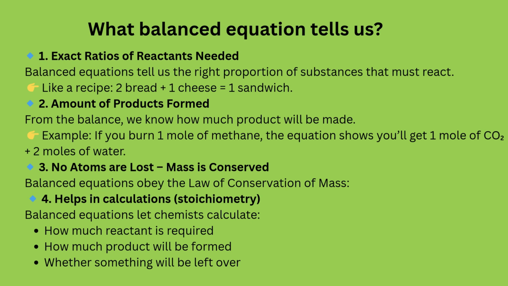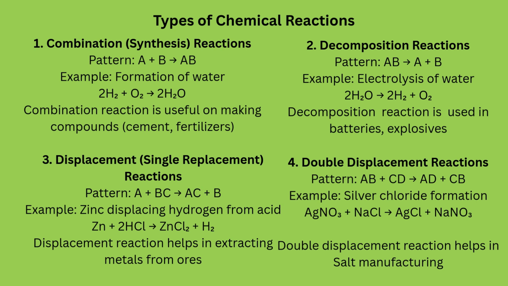For example, if you burn 1 mole of methane, the equation shows you'll get 1 mole of carbon dioxide plus 2 moles of water. 3. No atoms are lost. Balanced equations obey the law of conservation of mass. 4. Helps in calculations, stoichiometry. Balanced equations let chemists calculate how much reactant is required, how much product will be formed, whether something will be left over.